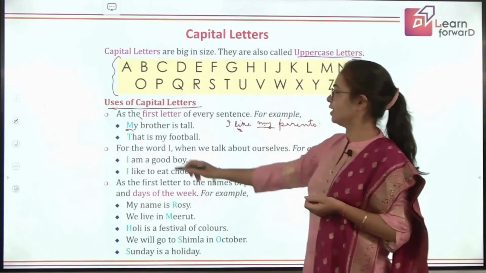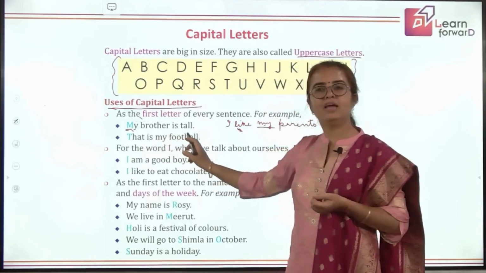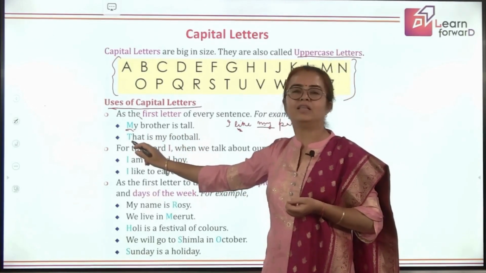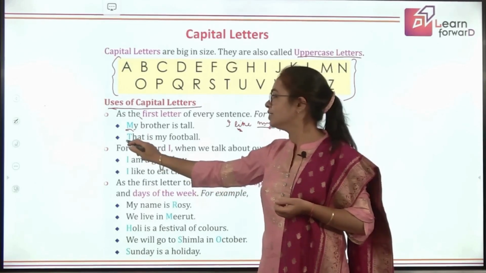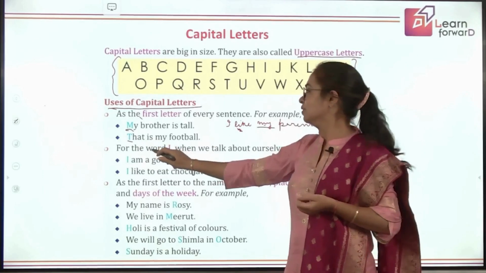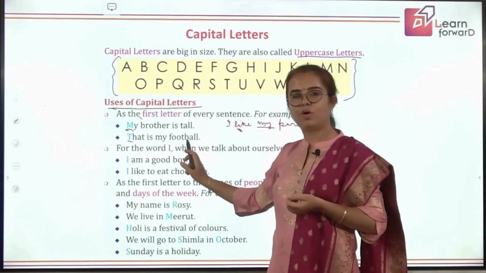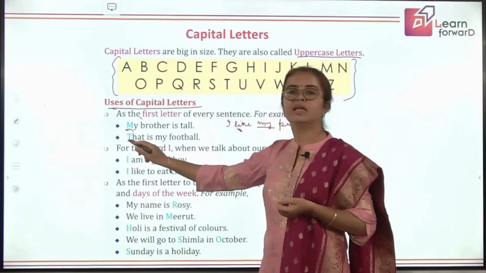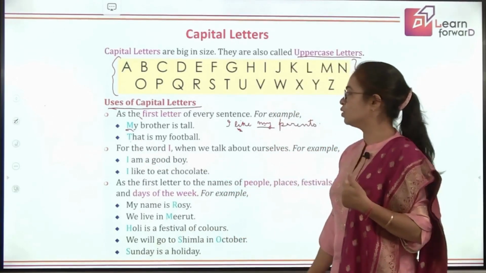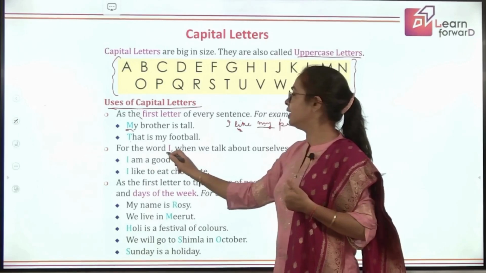Let's read the next sentence. That is my football. So the first word is that and the first letter of this word is T. That's why it is capital. So, that is my football. This sentence begins with a capital letter T. Now the second use of capital letter is the letter I.